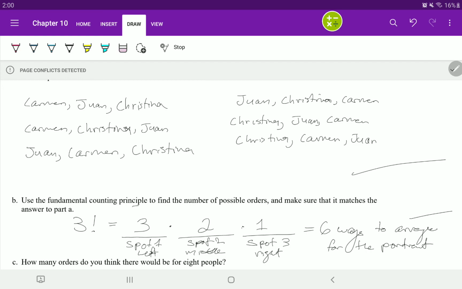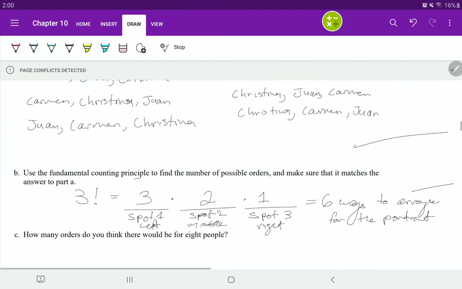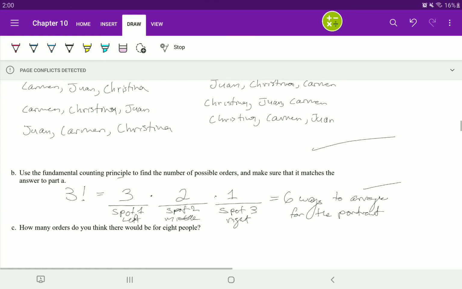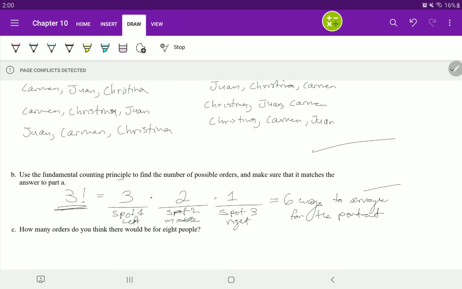Okay. Now, with that said, C says, how many orders do you think will be possible for 8 people? Well, if 3 people gave us 3 factorial for the number of ways we can arrange people, then for 8 people, 8 factorial will be the number of ways we can arrange 8 people, which is equal to 40,320, based on the first question in the last video, or using a calculator. Ways to arrange 8 people.